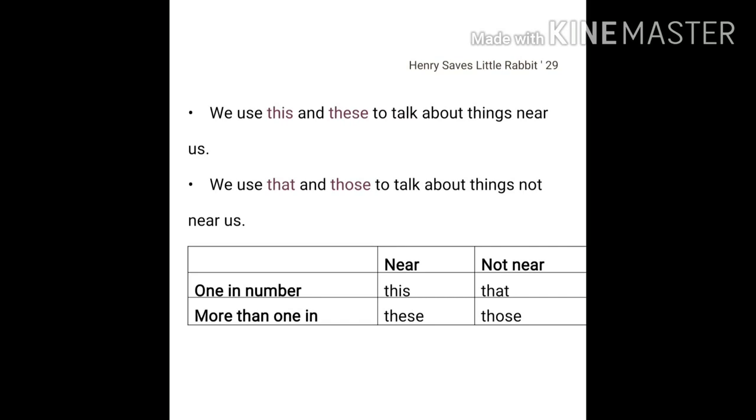This and that for singular thing or person. These and those for plural. This and these for near, that and those for far.